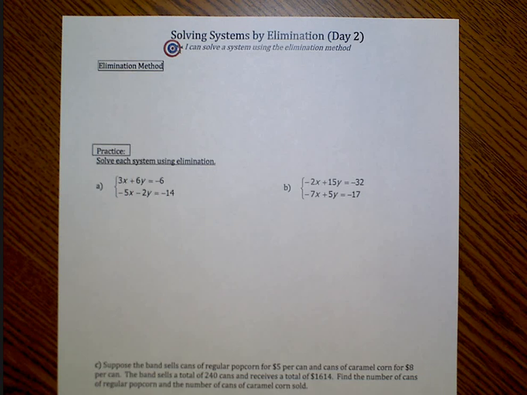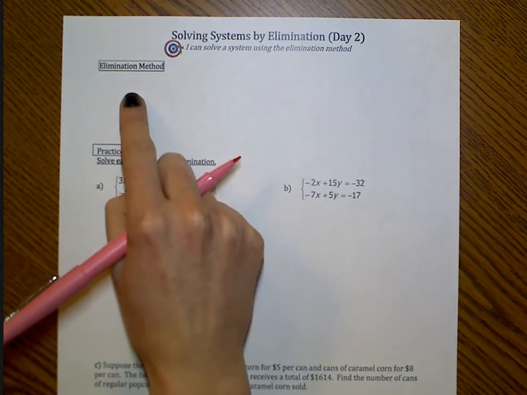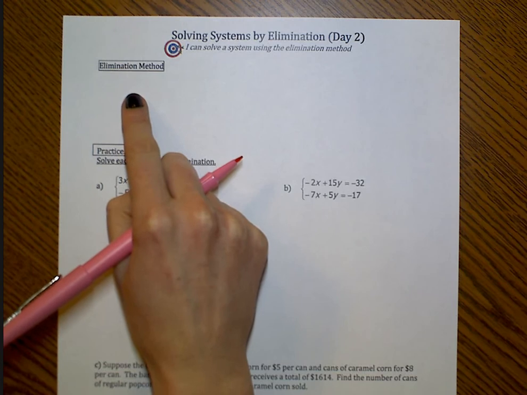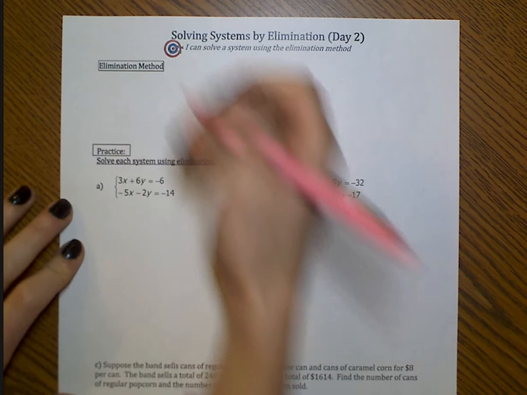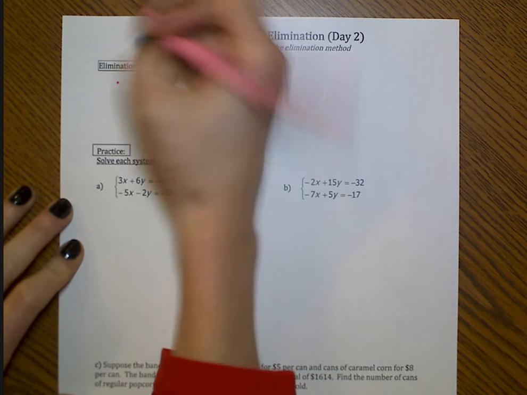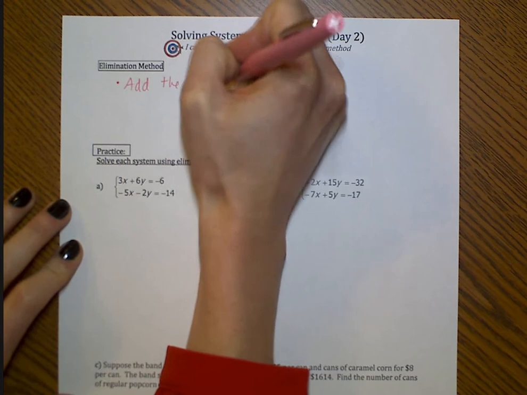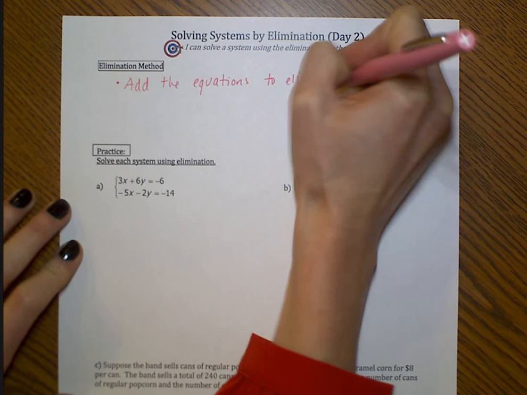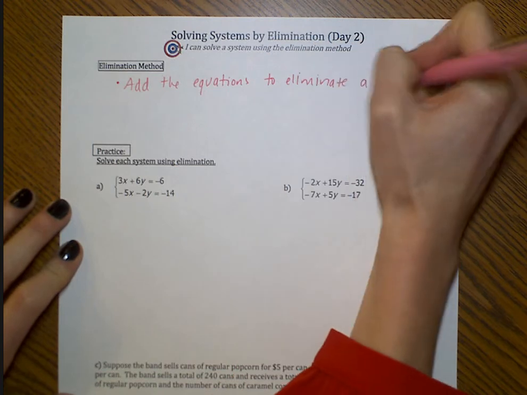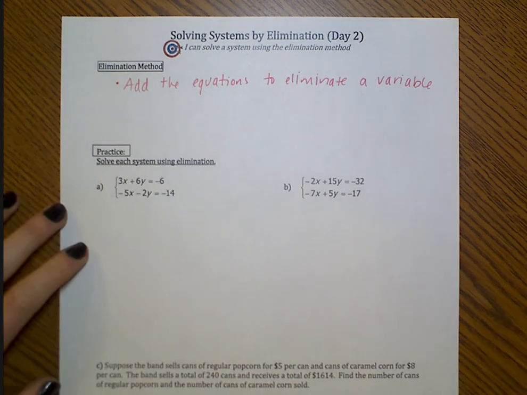We're talking about elimination again today. So let's remind ourselves what we talked about yesterday. Remember, there's three methods: graphing, substitution, and elimination for solving a system. When you use elimination, you want to add the equations to eliminate a variable. Okay, so that's kind of the process. We always add the equations together.